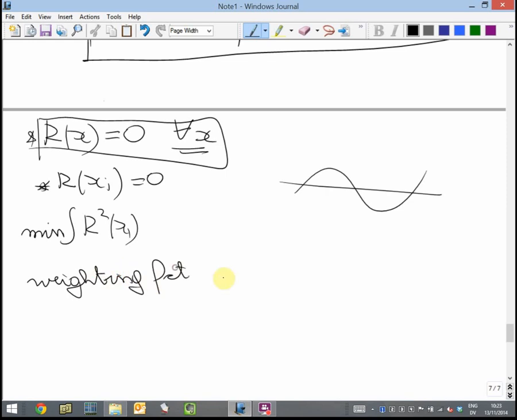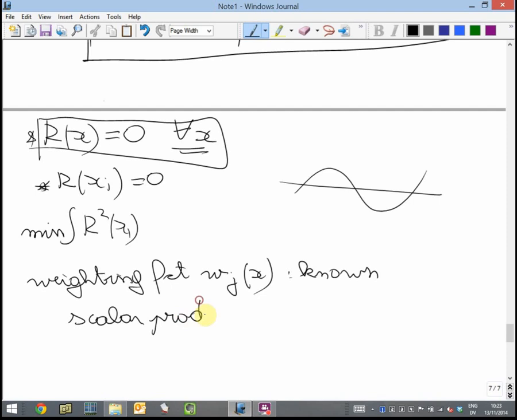So these weighting functions, wj of x, are known. We will pick them ourselves, and depending on how clever we are in picking them, we get a good numerical method or a bad numerical method, or just a different flavor of numerical method. So we take a weighting function. This is a known weighting function, and we also need to define a scalar product.